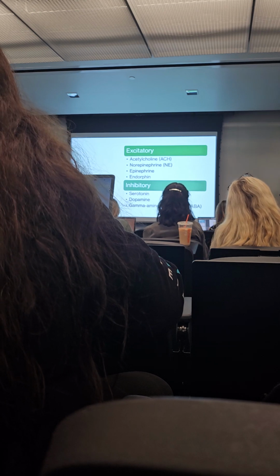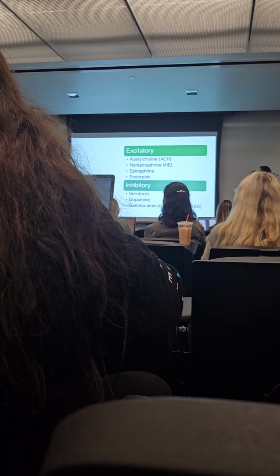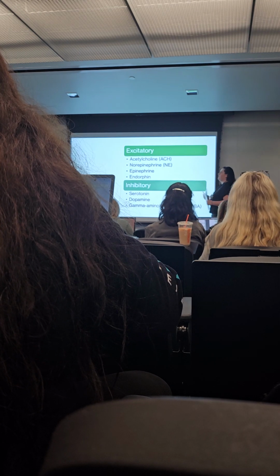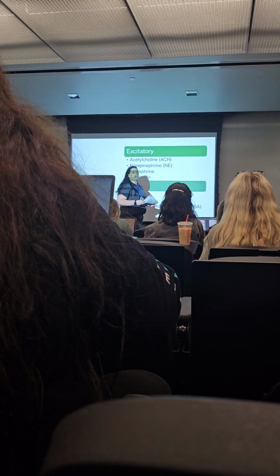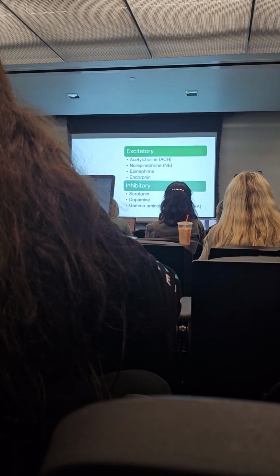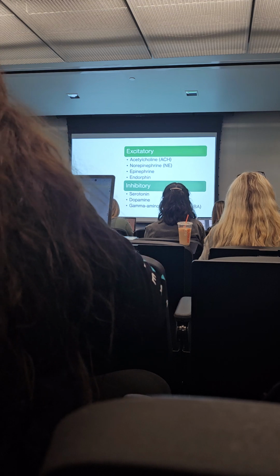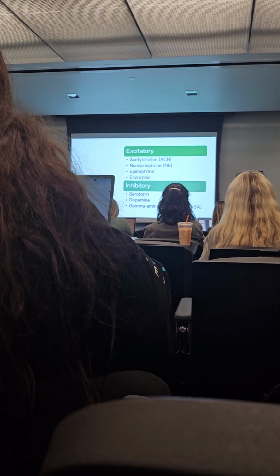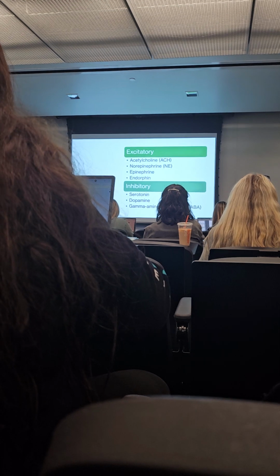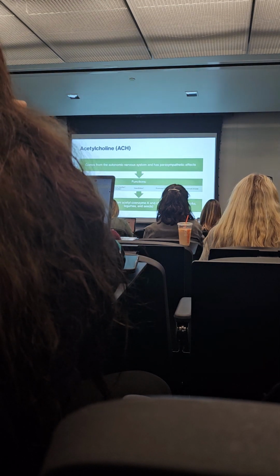So, we'll talk about neurotransmitters. What does it mean when a neurotransmitter is excitatory? It promotes it. Whatever the neurotransmitter does, it promotes it in the next neuron. And if it's inhibitory, it slows down. So, let's talk about acetylcholine first.